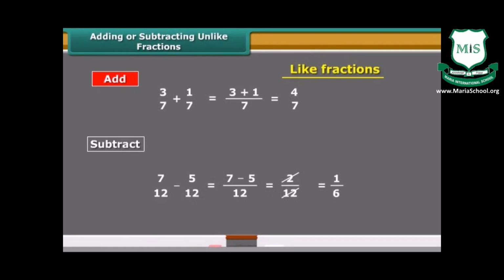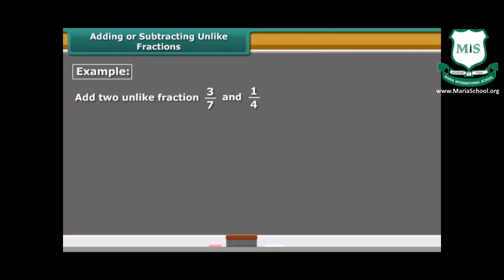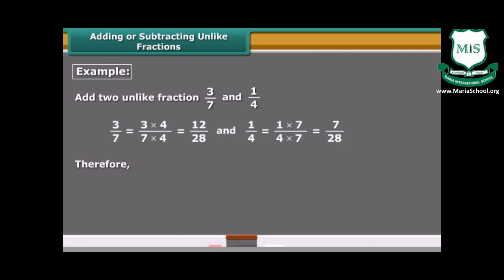We have learned to add and subtract the like fractions. It is also not very difficult to add unlike fractions that do not have the same denominator. When we have to add or subtract these fractions, we first find equivalent fractions with the same denominator and then proceed. For example, 3 upon 7 and 1 upon 4 are two unlike fractions. In order to add them, first we find their equivalent fractions with the same denominator. These are 12 upon 28 and 7 upon 28. Note that 28 is the least common multiple, LCM, of 7 and 4.